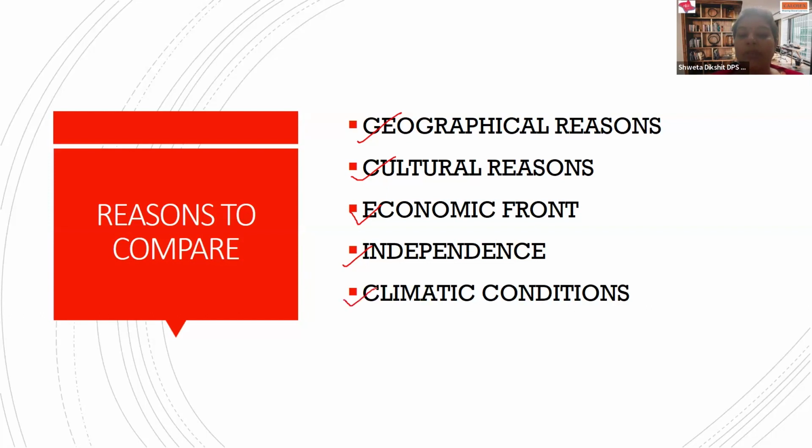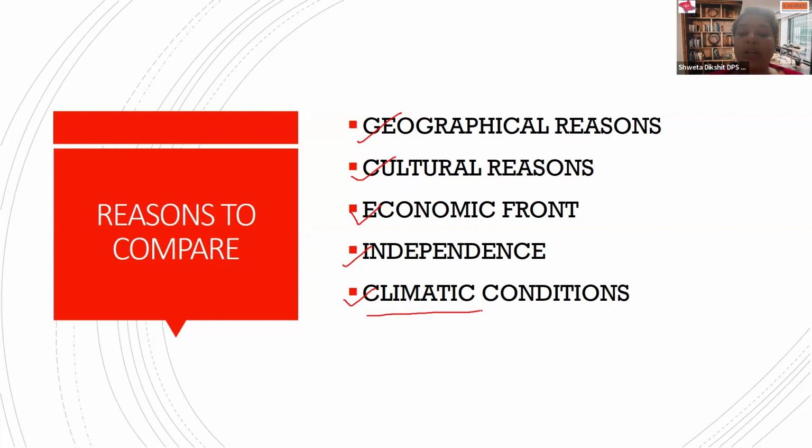Then comes the climatic condition. I must mention here that all the 3 economies were basically agricultural economies. As agricultural economies, the climatic conditions matter a lot. We definitely must note that all the 3 countries depend on the monsoon for agricultural productivity. And the monsoon rain is shared by all these 3 countries in the same season and in the same months.